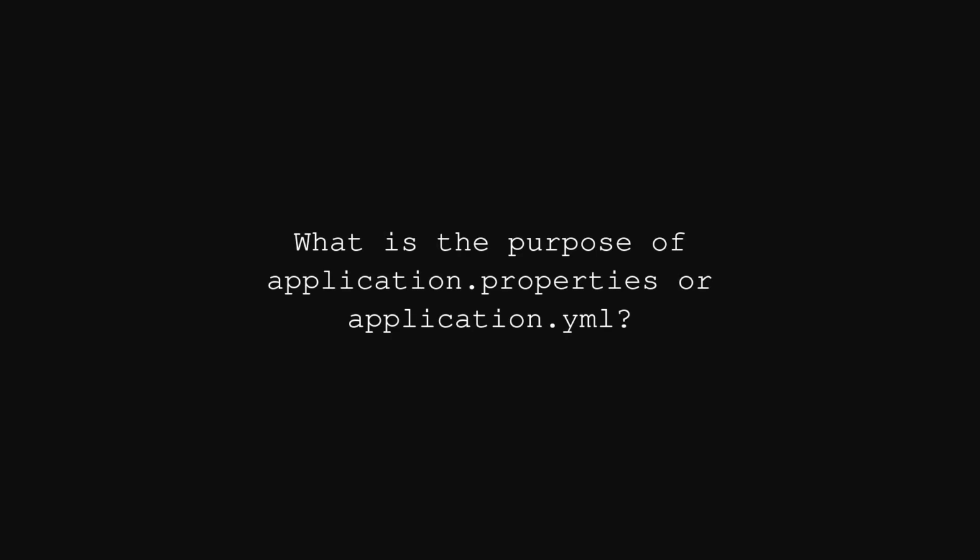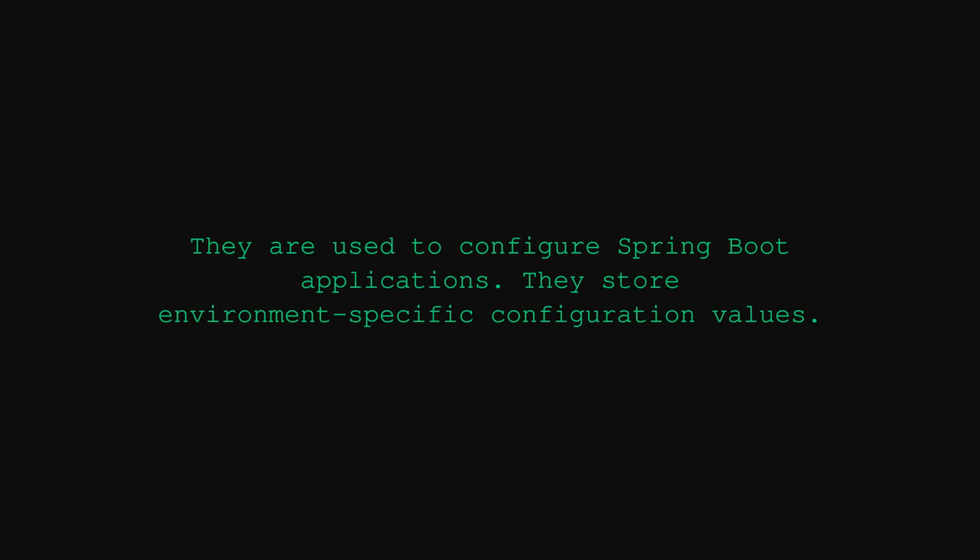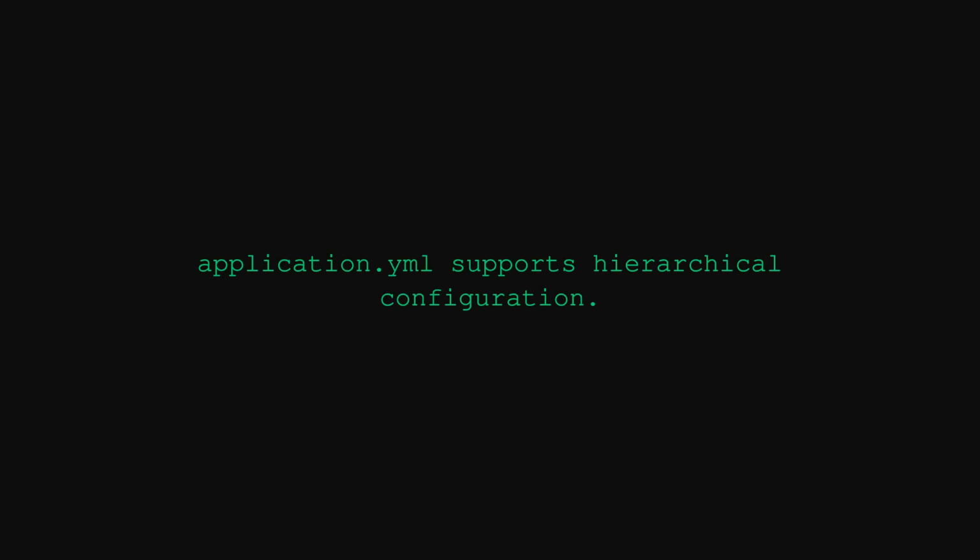What is the purpose of the application.properties or application.yml file? They are used to configure Spring Boot applications. They store environment-specific configuration values. application.yml supports hierarchical configuration.